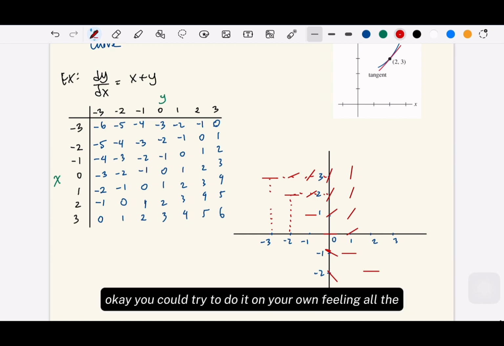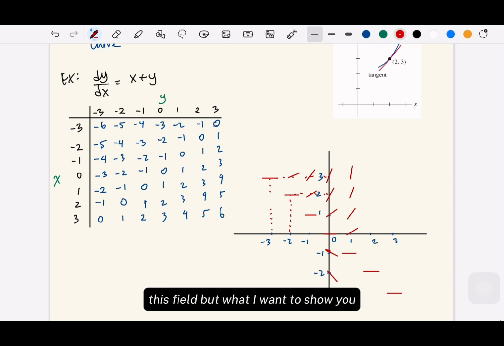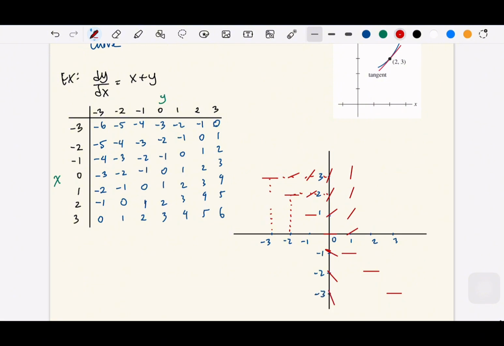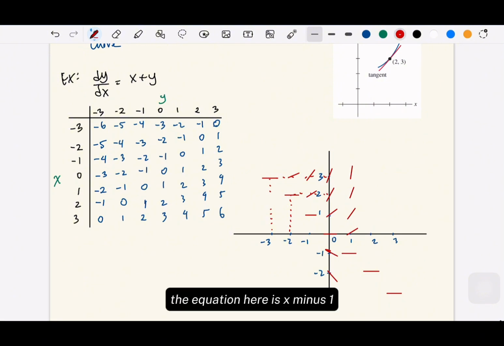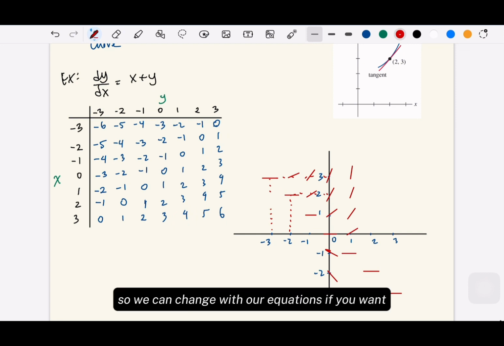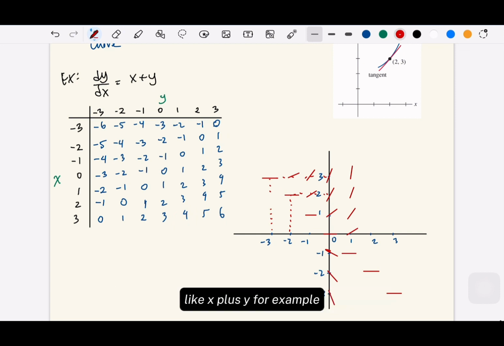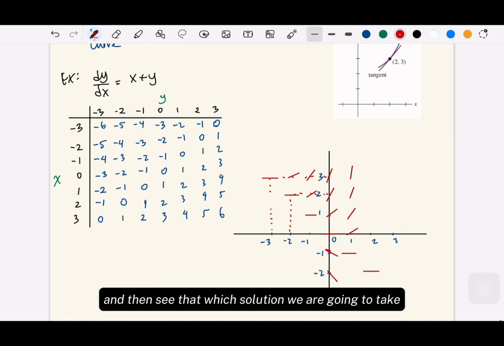You could try to do it on your own, filling in all this field. But what I want to show you, let me change the screen for a while. In GeoGebra, you could type in the slope fields. So this is one example. The equation here is x minus y. We can change it to our own equations if you want, like x plus y, for example. That's our graph. And then we can see which solution we are going to take.